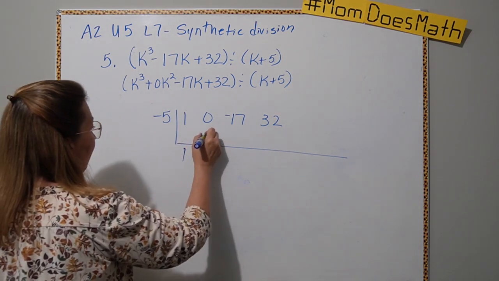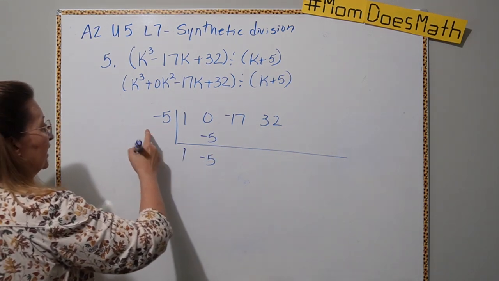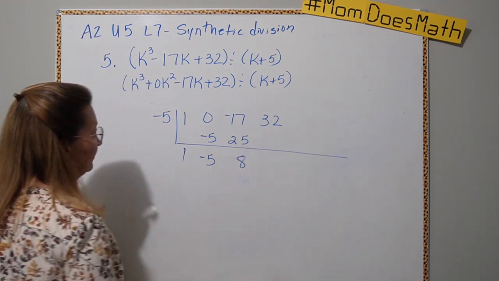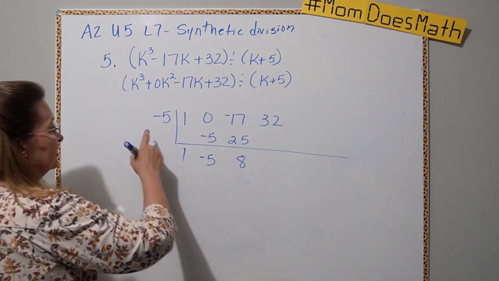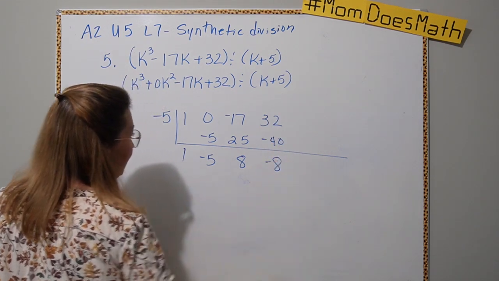1 times -5 is -5, and add. -5 times -5 is +25, and add, that'll be +8. 8 times -5 is -40, and add, that's going to be -8.